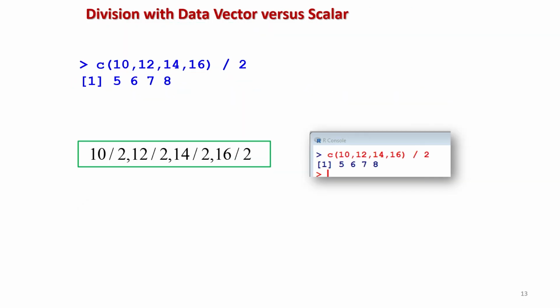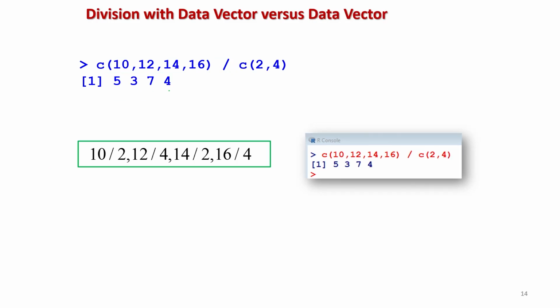Now for the division, the operator is the forward slash, and the same thing will happen. If you try to write the data vector 10, 12, 14, 16 divided by 2, then each of these numbers 10, 12, 14, 16 will be divided by 2, and the answer will be 5, 6, 7, 8. And similarly, if you try to take 2 data vectors, then the same division operator will be operated over the respective positions.